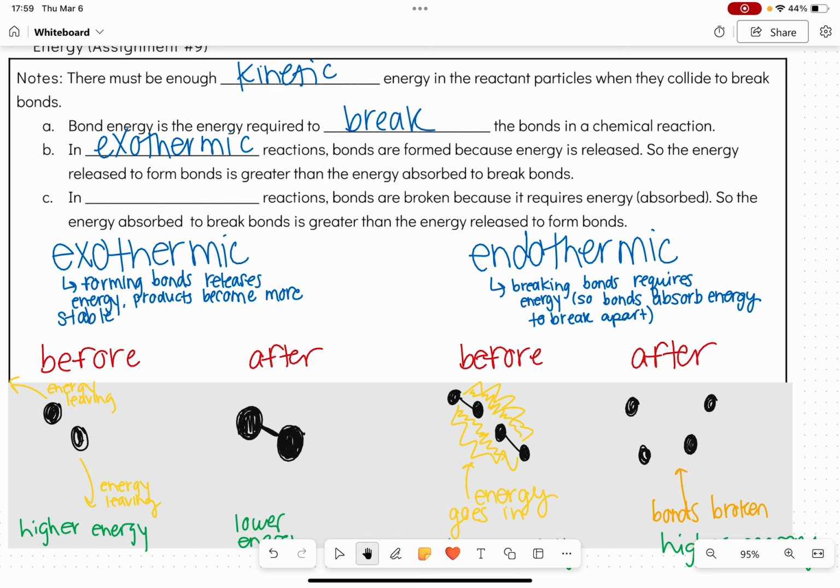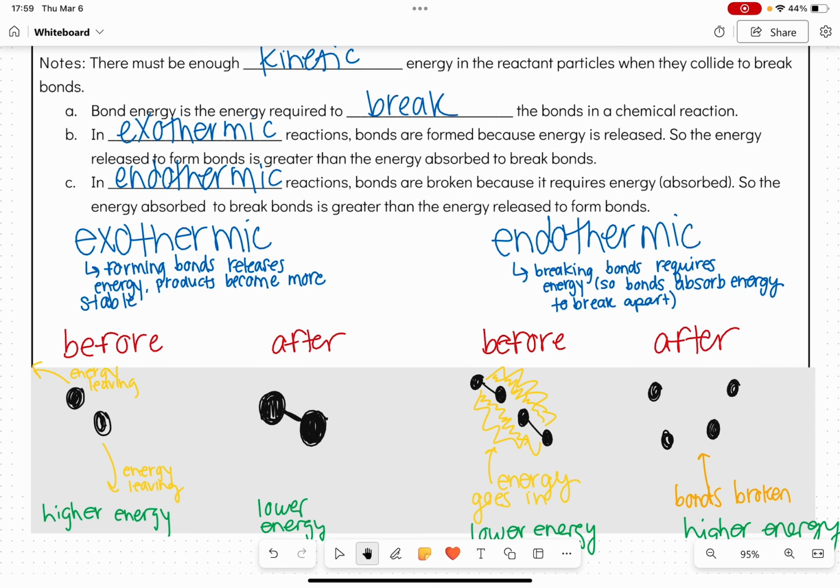The other type of reaction we know of is endothermic. In endothermic reactions, bonds are broken because it requires energy to break them apart. So when the bonds are absorbing energy, when they hit each other, then they can split apart. So the energy absorbed to break bonds is greater than the energy to form them. Again, you have to form and break bonds in a chemical reaction. To get an endothermic reaction, the energy absorbed has to be significantly more.